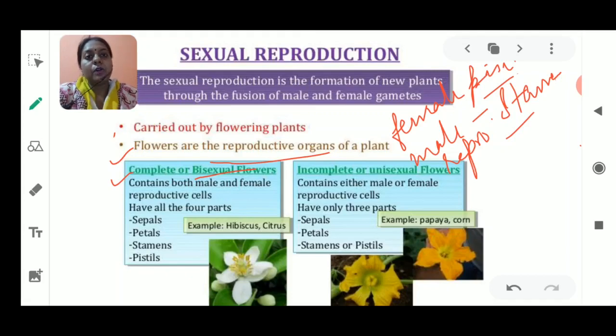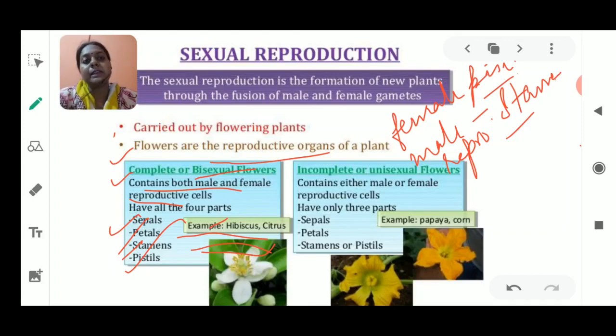Now, what happens in the bisexual flowers? They have the reproductive cells. See, it's written here also, it has male and female reproductive cells. It has all the four parts: sepals, petals, stamen and pistil. Examples are hibiscus and citrus flowers. Many are there.